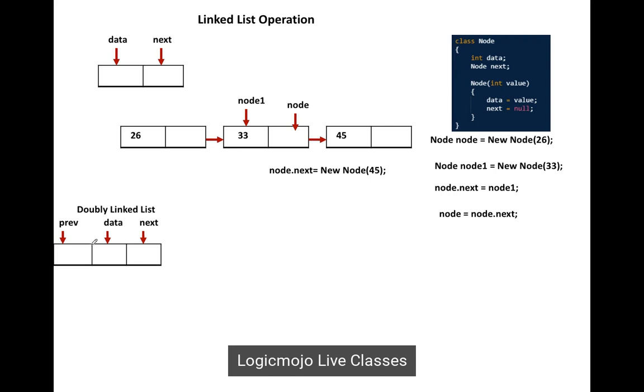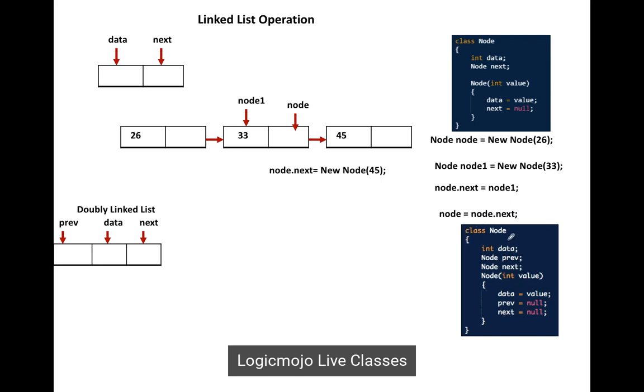These references will point to the node of the same type. So if we select all such nodes, then it will become the doubly linked list. So we have the data, previous and next. So let's see how we can create this single node in a doubly linked list.